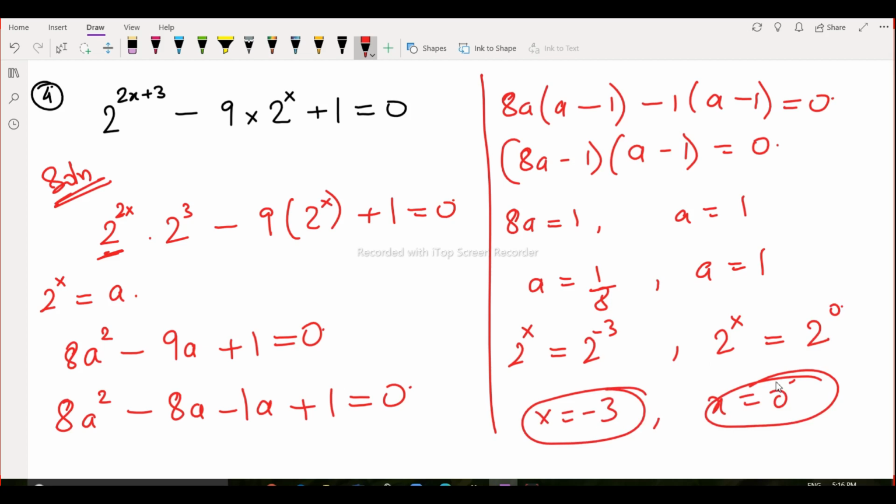So these were a few questions of indices, wherein you can use all the laws which we have learned in the questions and get the answers. So a relatively simple topic, but a very important topic as far as basic algebra is concerned.